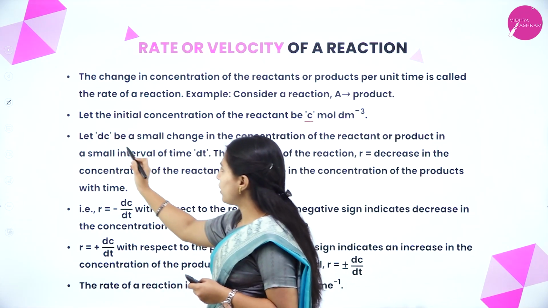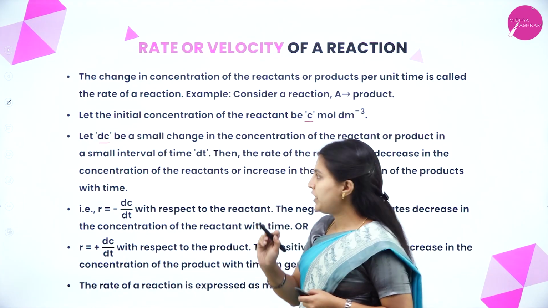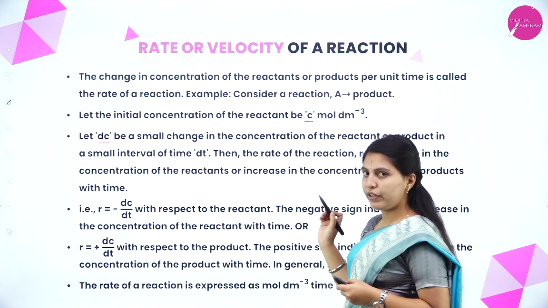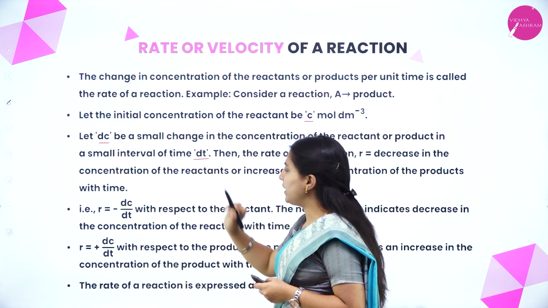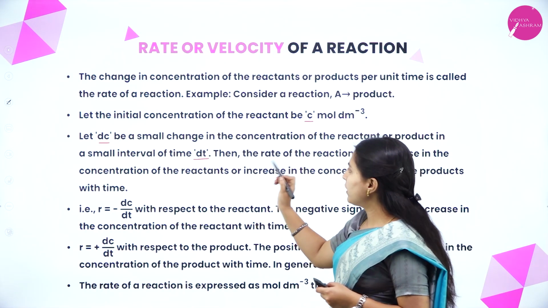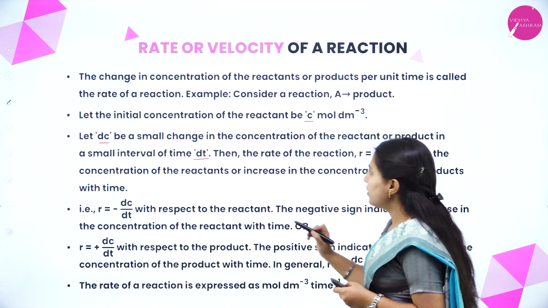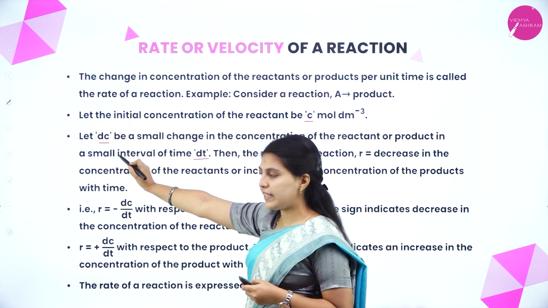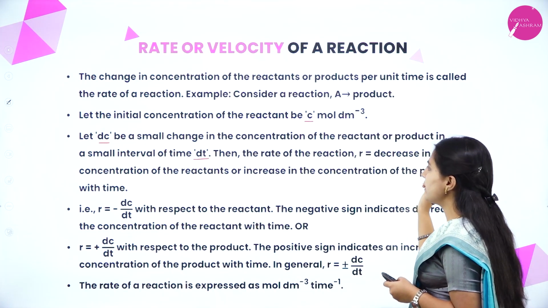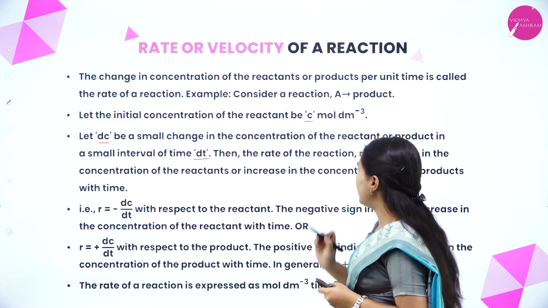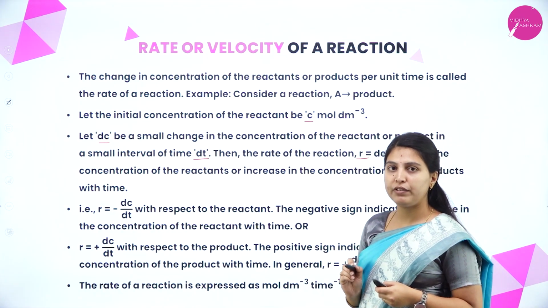The initial concentration is C, and we are going to convert it into dC. What is dC? d is nothing but delta. It is a small change either in the concentration of the reactant side or the concentration of the product side in a small time interval dt. Our definition is the change in concentration of reactants or products per unit time. This concentration is going to have a small change with respect to time. Then the rate of reaction, small r, will be the decrease in the concentration of the reactant or the increase in the concentration of the product.